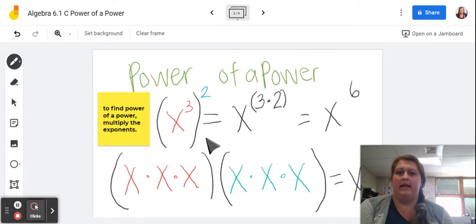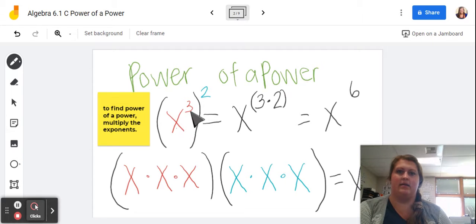So the way I like to think of it is the parentheses. Whenever I see parentheses, I know multiplication. So to find the power of a power, all we do is multiply the two exponents together. So to find the power of a power, multiply the exponents.